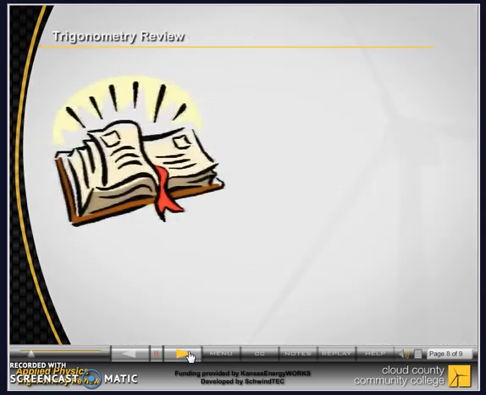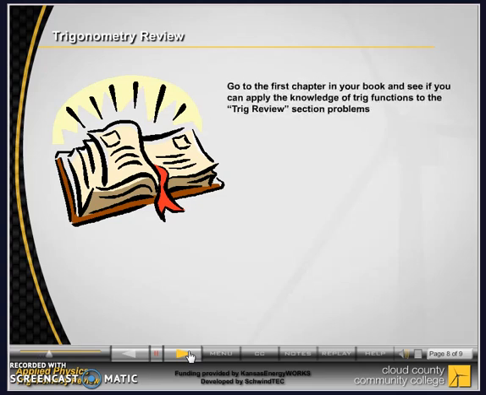This will end your basic trig review. Go to the first chapter in your book and see if you can apply the knowledge of trig functions to the trig review section problems.